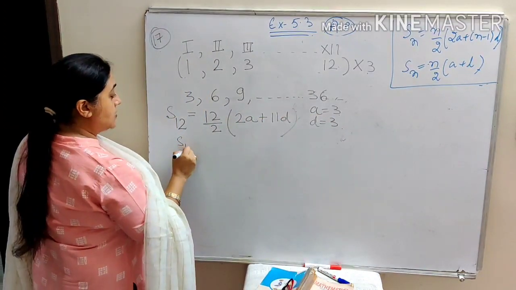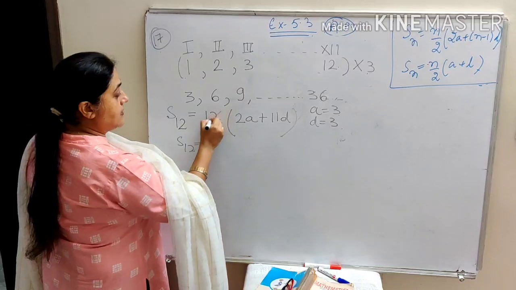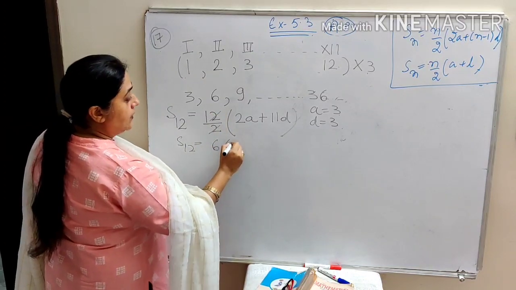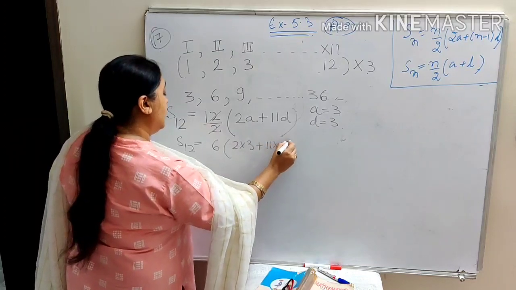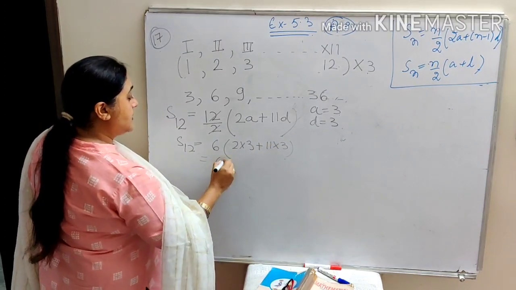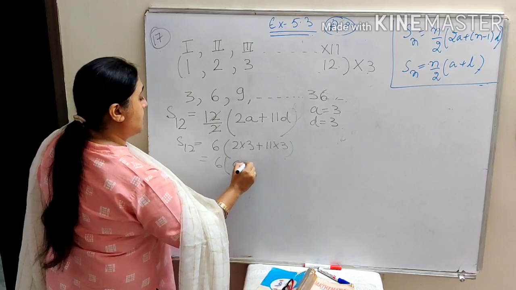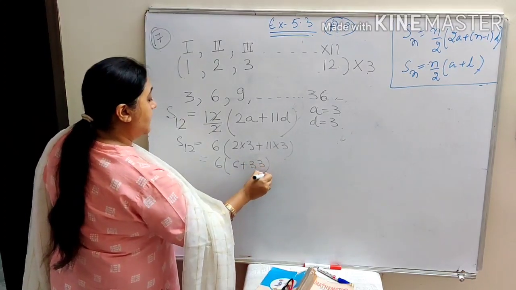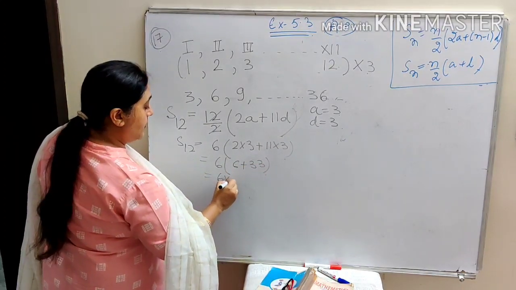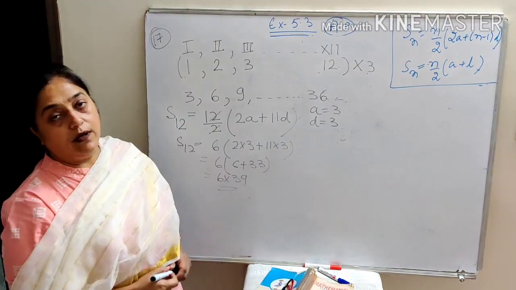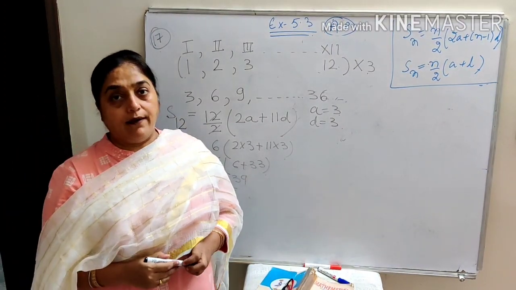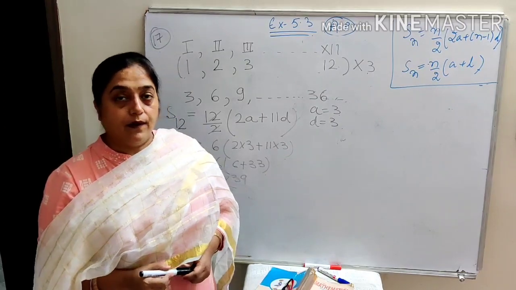So it is S12. Now this cancels off. It is 6, 2 into 3 plus 11 into 3. So what do you get? 6 plus 33. So it is 6 into 39, and these are the total number of trees that will be planted by the school. Over to the next.